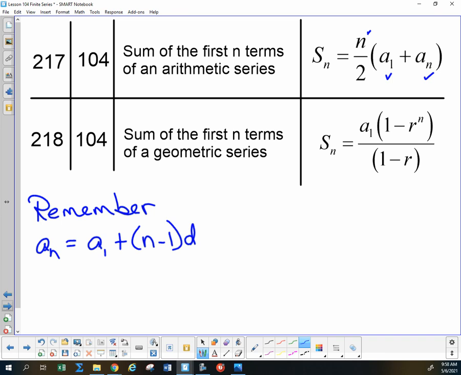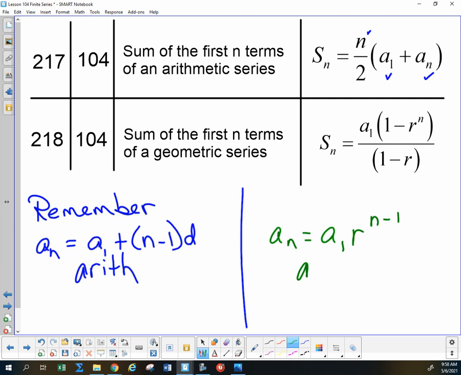Similarly for geometric, label that was for arithmetic. For geometric then, the nth term would be the first term times r to the n minus 1. So if they give us the last term, but don't give us r, or don't give us the first term, we'd use this formula to figure those out. So you guys about ready to try some examples here with this? All right, let's try our examples then.